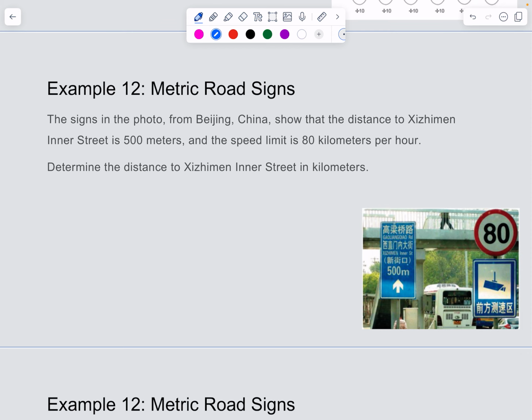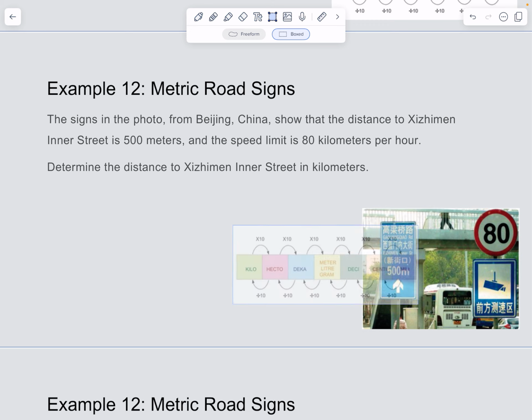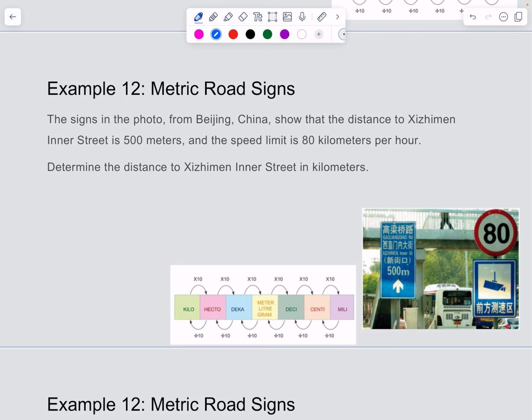All right, the signs in the photo from Beijing, China show the distance to this inner street. It's 500 meters. The speed limit is 80 kilometers per hour. Determine the distance in kilometers. So we have all of our resources here. Okay. 500 meters, and the speed limit is 80 kilometers. Determine the distance. So right now, we have it in meters. We want it in kilometers. Meters to kilometers. 1, 2, 3.